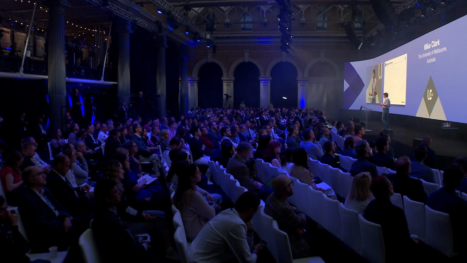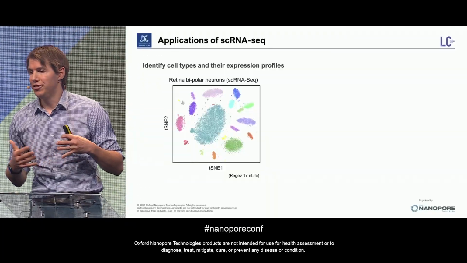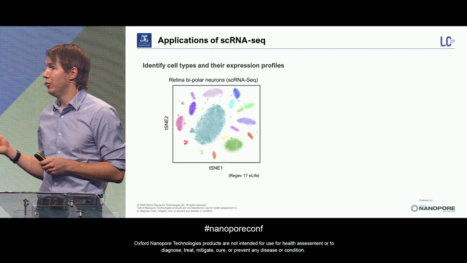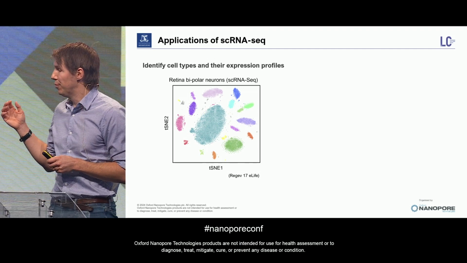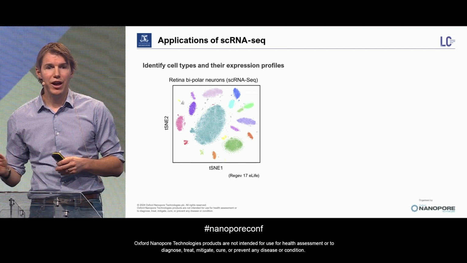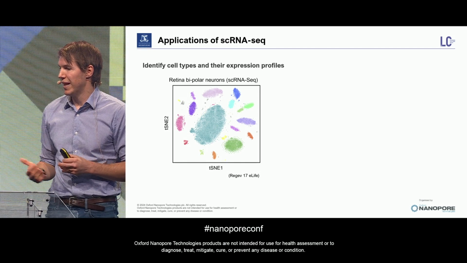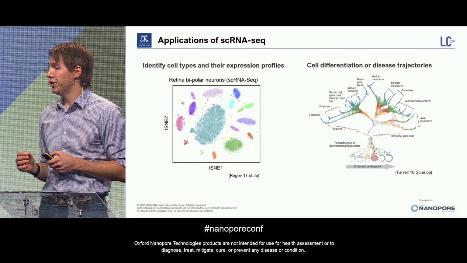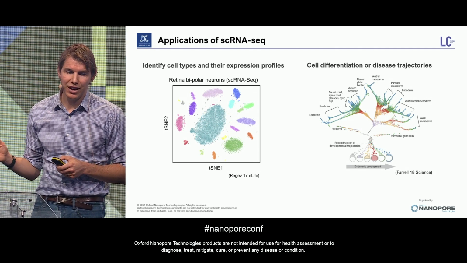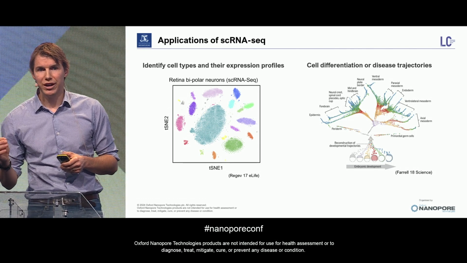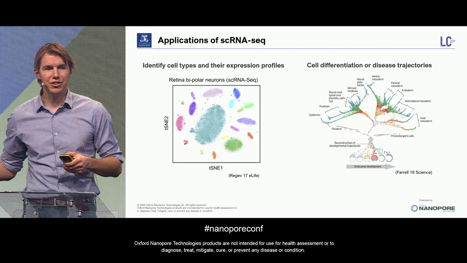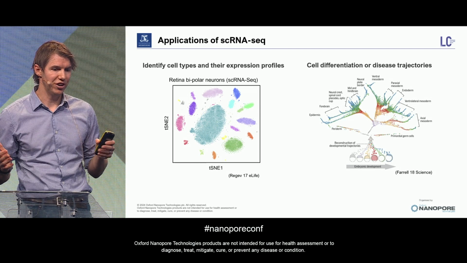And so single-cell RNA sequencing has become super popular. It has a lot of different applications. You can use it to identify cell types and their expression profiles. The image here is from a pretty early paper looking at retinal neurons. In the plot, every single dot is a cell, and the different colors show you the different cell types. And so you can see, hey, look, there's lots of different cell types. You can also use it to look at developmental or disease trajectories. Another classic paper in the field from a few years ago looked at zebrafish development. They took samples from a number of different stages of zebrafish development and were basically able to reconstruct the entire developmental trajectory.